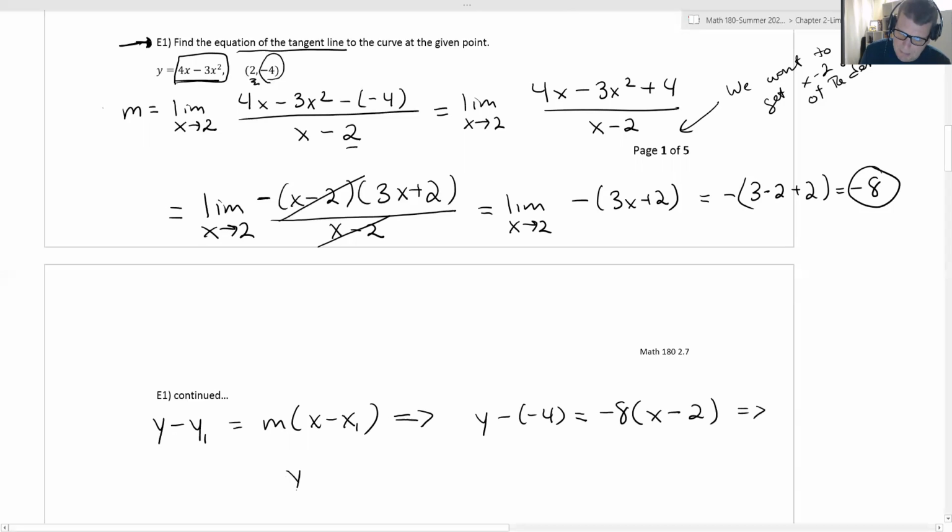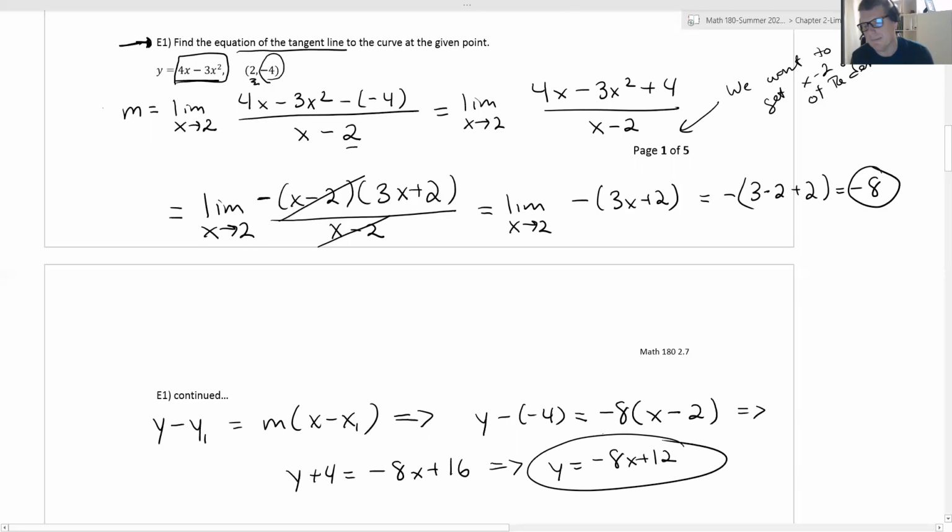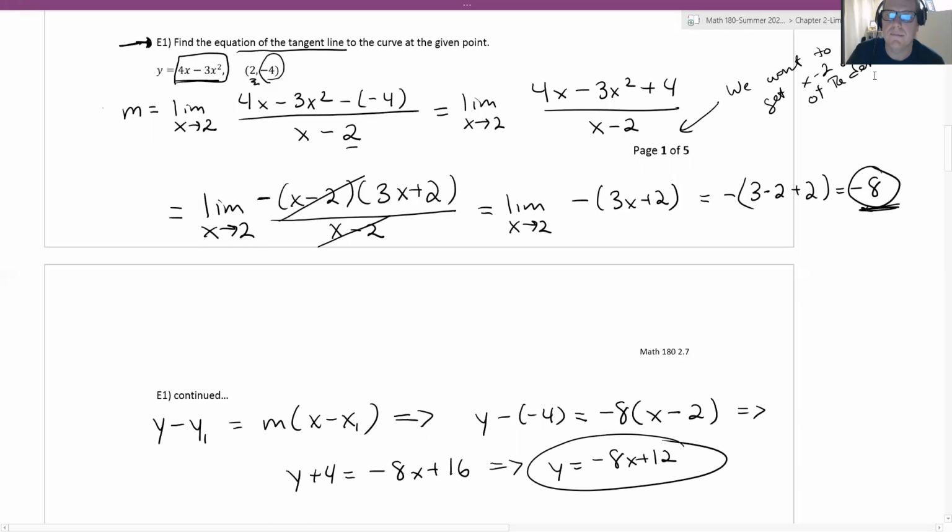And if we simplify, that's going to be y plus 4 equals negative 8x plus 16. And then that finally is going to be y equals negative 8x plus 12. And that is my final answer. This negative 8 here, the product of this tangent line function, is actually its slope. And then what we need to do is plug the slope into the equation of the line.